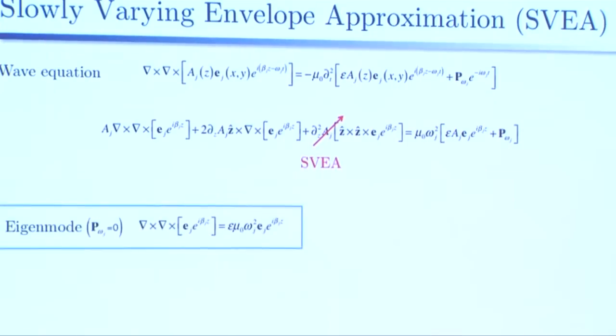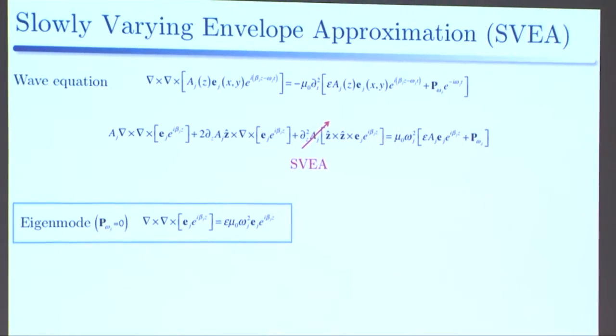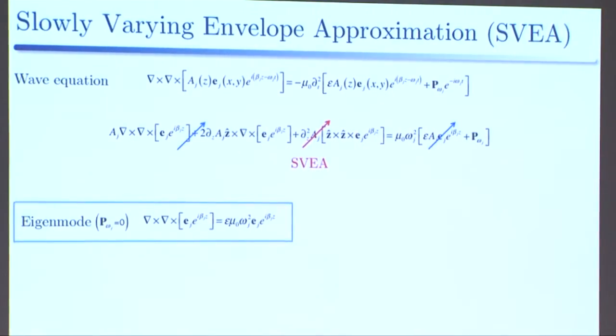Plus, there's a second part. If I had P omega 1 equal to 0, the eigenmode satisfies the wave equation without the nonlinear polarization. And that's exactly those terms right there. Oops, this arrow should be here, sorry. So this term is what I have here. And then this term is what I have here, all multiplied by A. Now it becomes much simpler. Okay? Okay, guys, you have these slides. This is going to be available. So don't worry too much about copying it.